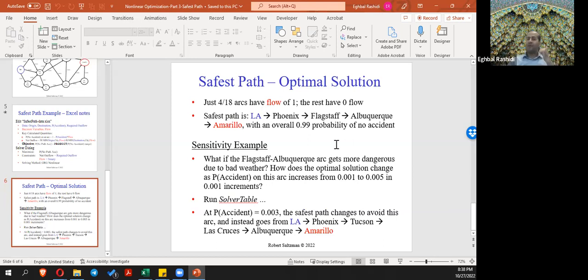Just 4 out of 8 arcs actually have a flow of 1. That means that we have only visited 4 cities, and our final path has 4 roads. The safest path was from LA to Phoenix, from Phoenix to Flagstaff, and then to Albuquerque, and then the destination. The overall probability of having no accident was 99%.